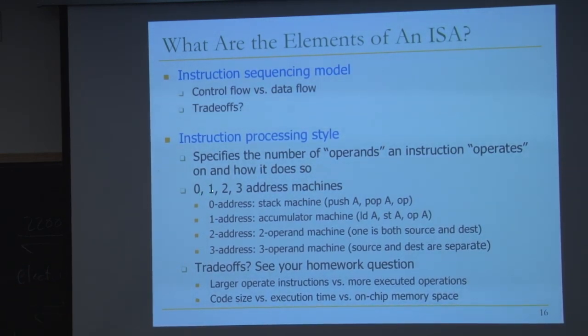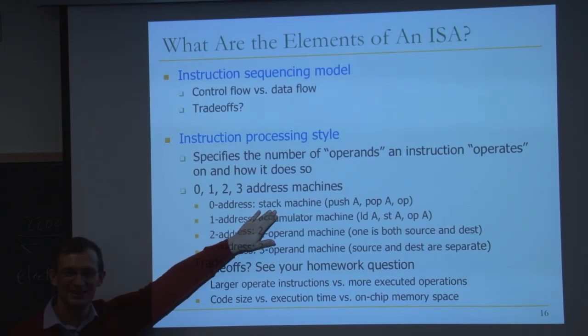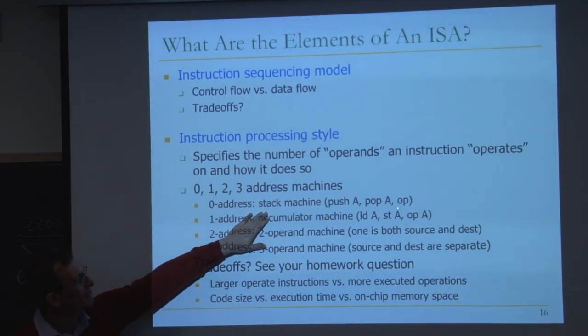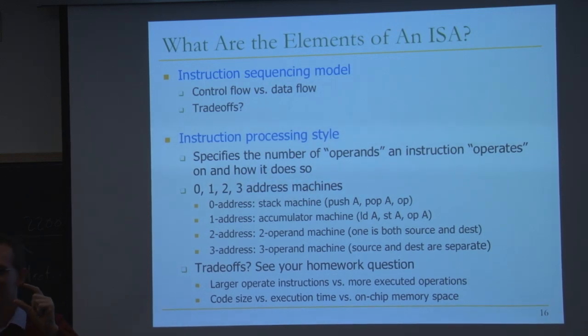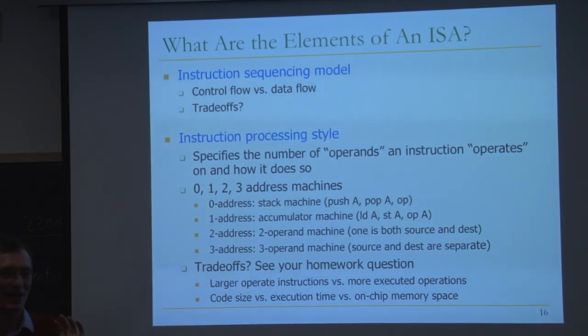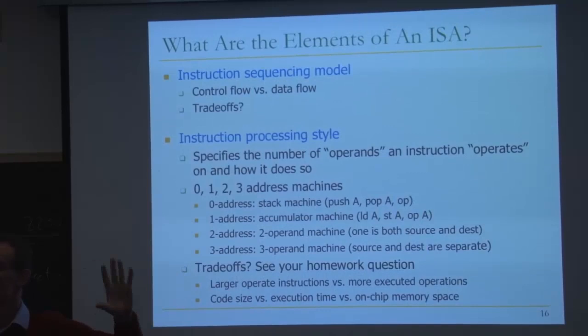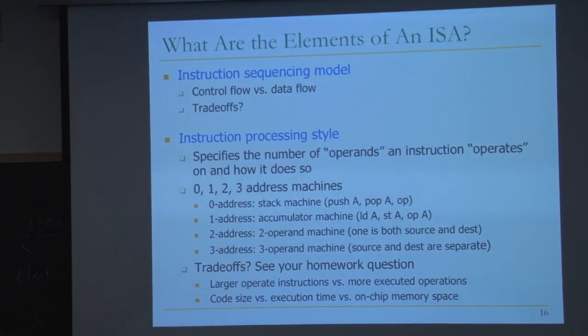traditionally we've had 0, 1, 2, or 3 address machines. 0 address machine means that the instruction, the operate instruction, specifies only 0 operands. Which means that the operands are implicit. And that's a stack machine. Basically, in a stack machine, an operate instruction operates on the top elements of the stack. That's it. You don't need to specify which register or which memory location the operands are in.